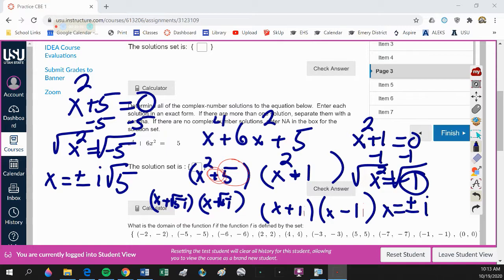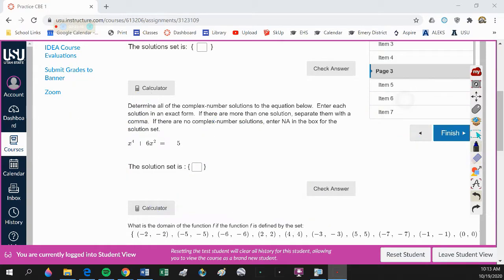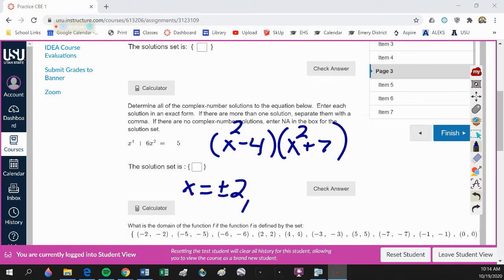And it's totally possible that you end up with something like this: x squared minus 4 and x squared plus 7. And if you practice this enough, you'll get used to it. This is just going to be plus or minus 2. And this one's going to be plus or minus, and I would put the i first, i root 7, because 7 does not square root. So what number times itself is 7? The square root of 7.